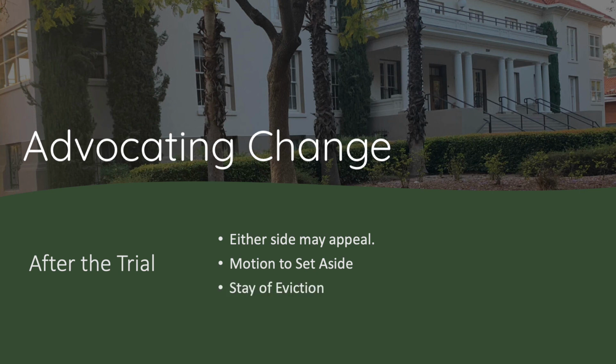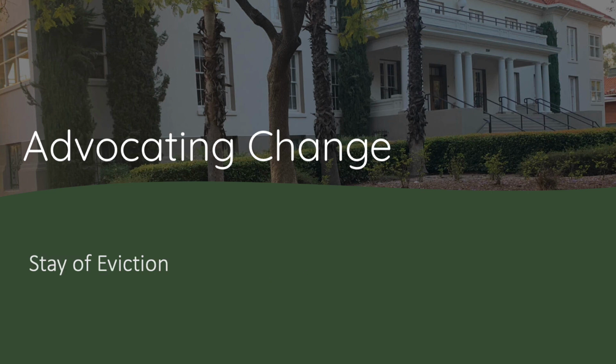The only way to stop or delay an eviction is by asking for a stay of eviction. The tenant must file the stay as soon as they get the notice from the sheriff giving them 5 days to leave the unit. A stay will delay the eviction.